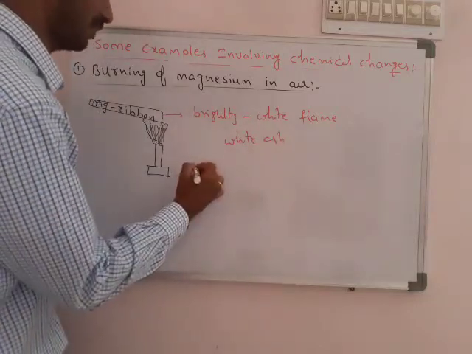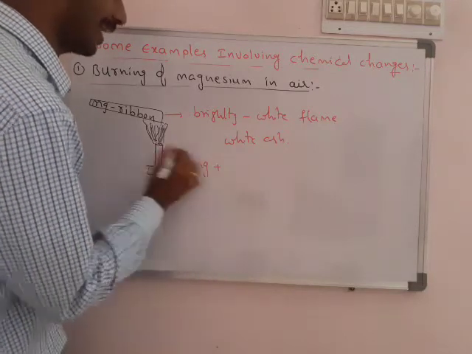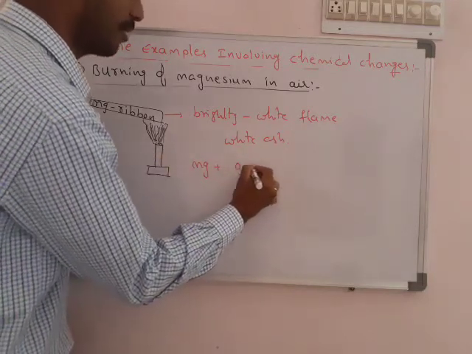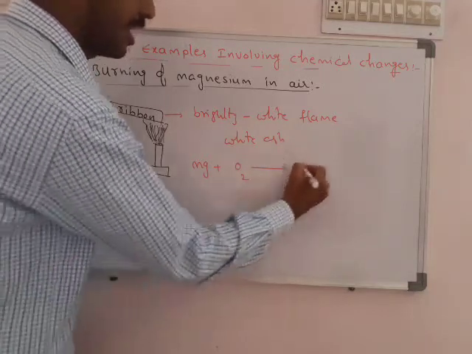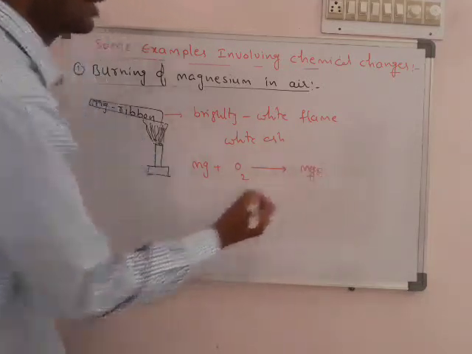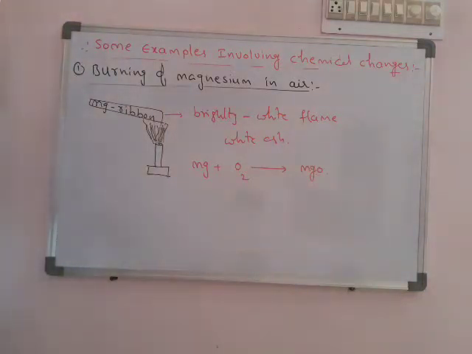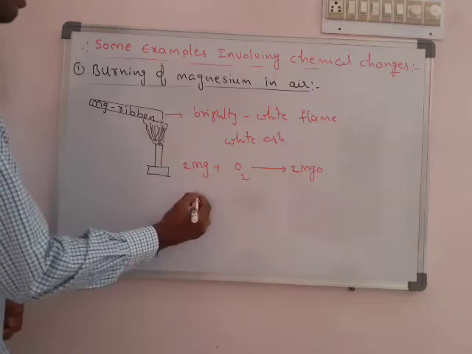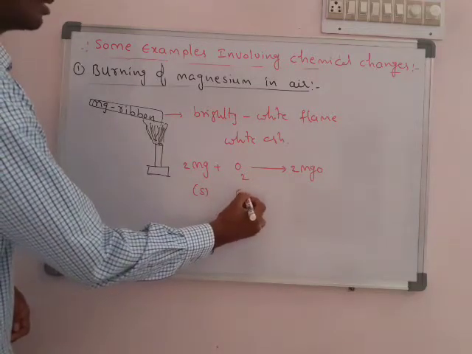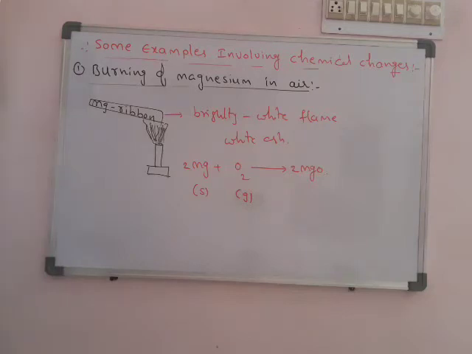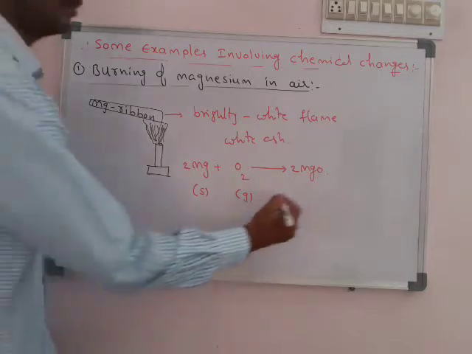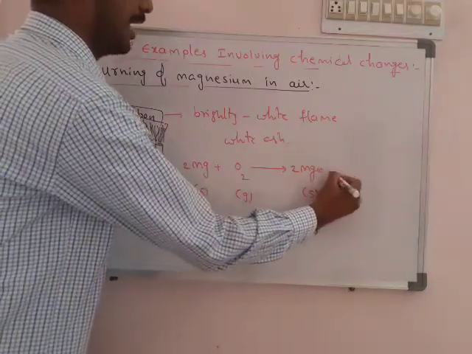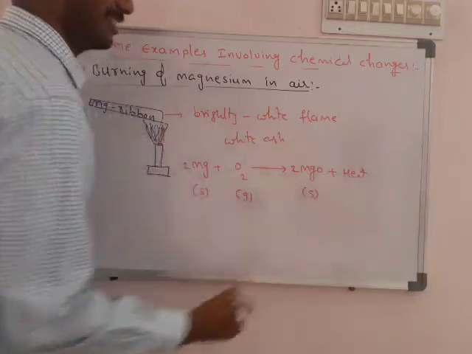Yes, it is a chemical reaction. When magnesium is burned in air, it combines with oxygen and forms magnesium oxide. Now balance the equation: 2 magnesium and 1 oxygen molecule. The ribbon is solid and oxygen is gas. Next, magnesium oxide, that is the white color ash. The magnesium oxide is also a solid, and it releases a lot of heat.